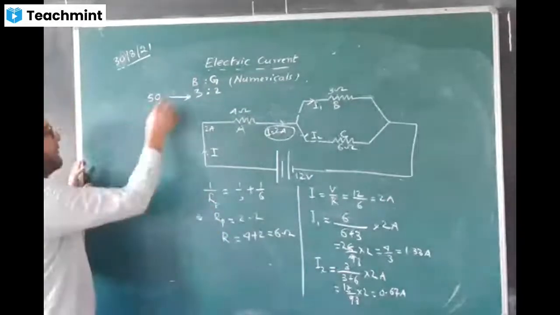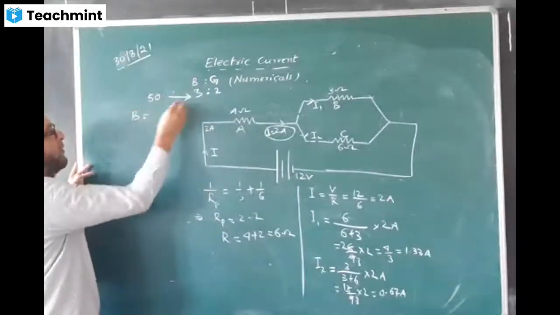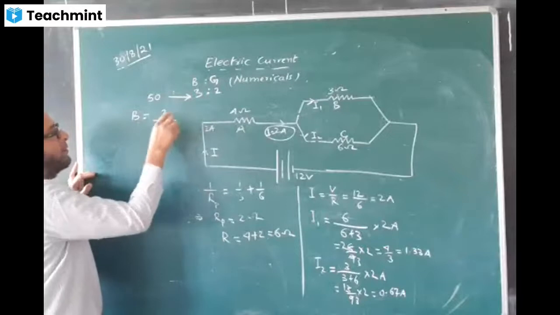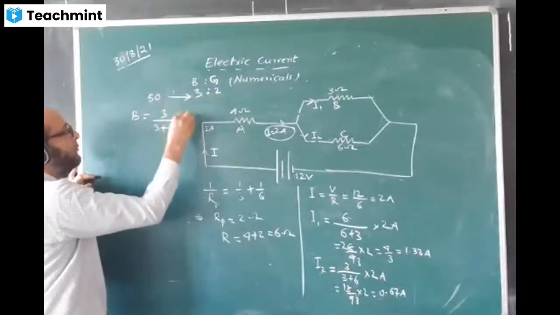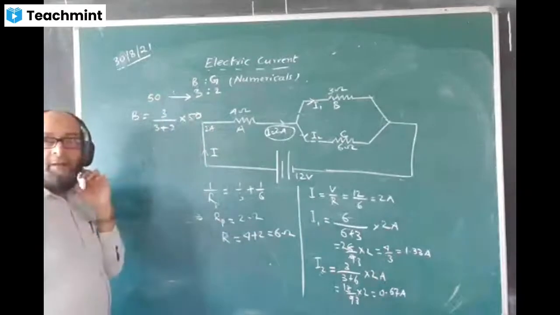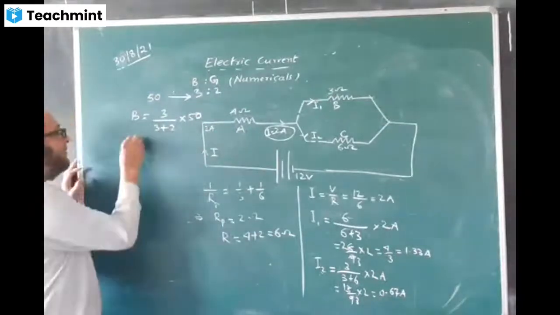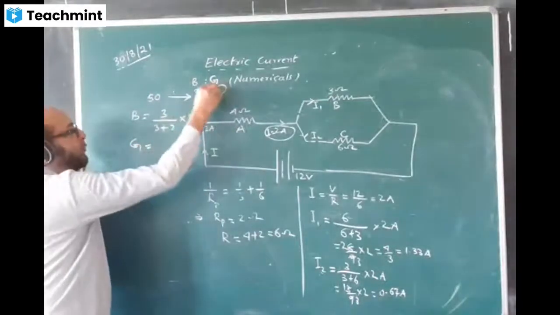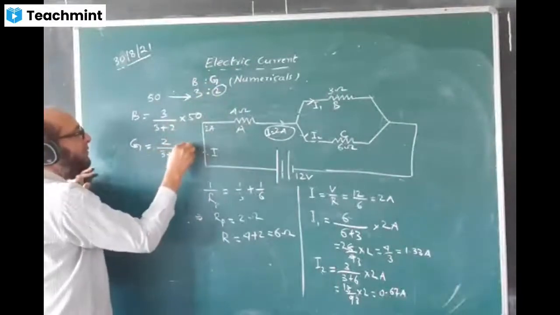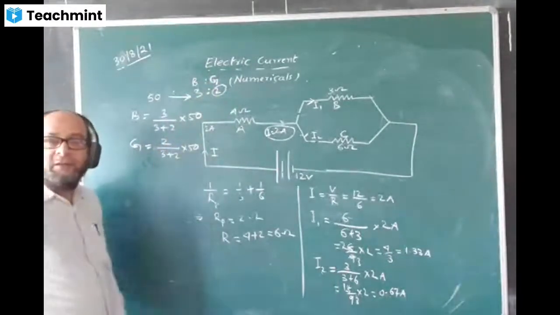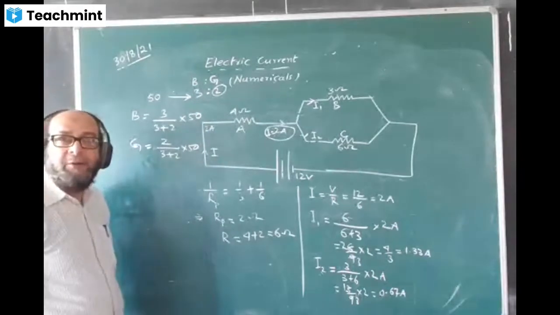We do it like this. For boys, the ratio value is 3 out of the sum of the ratio, 3 plus 2, into 50. For girls, the value is 2, so I'll take 2 upon the sum of the ratio, 3 plus 2, into 50. I will do it like this and I will get the answer. Am I right or wrong?